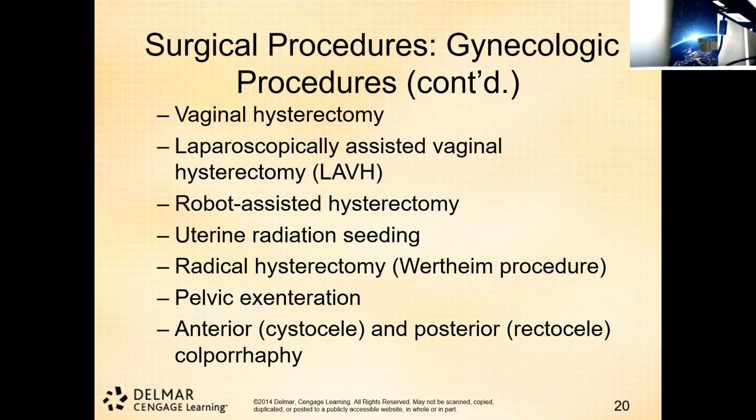Radical hysterectomy, or the Wertheim procedure. Everything else from the previous procedures is the same, like the vaginal hysterectomy and the abdominal hysterectomy. The radical one is the en bloc removal of the ovary, the fallopian tube, the uterus, and all the ligaments up until the vagina and associated lymph nodes.